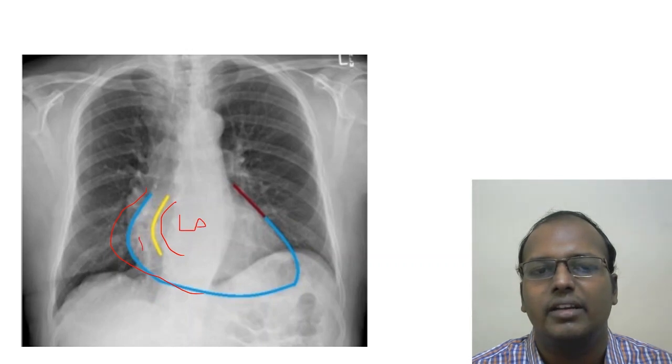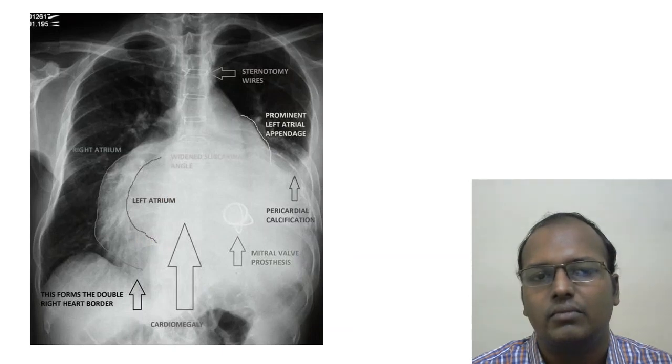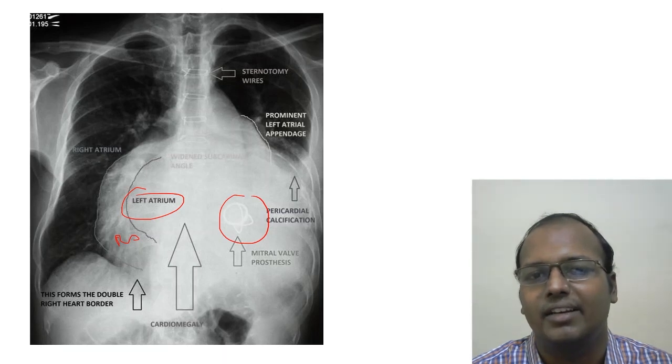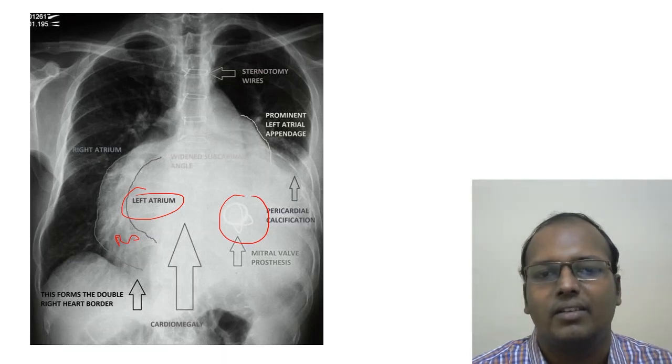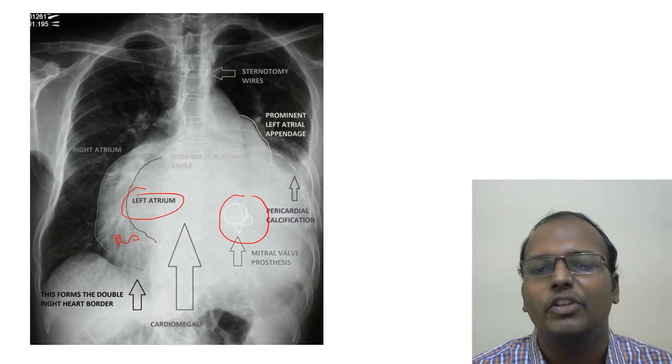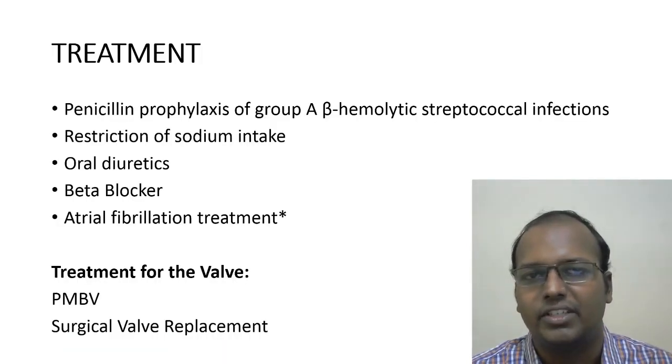Left atrium is here and the right atrium is here, so that will cause a shadow within shadow appearance. Okay, so see, left atrium, this is the right atrium. This picture is showing a valve replaced patient already. Okay, understood? Yes. So coming to the treatment, how will you treat the patient?